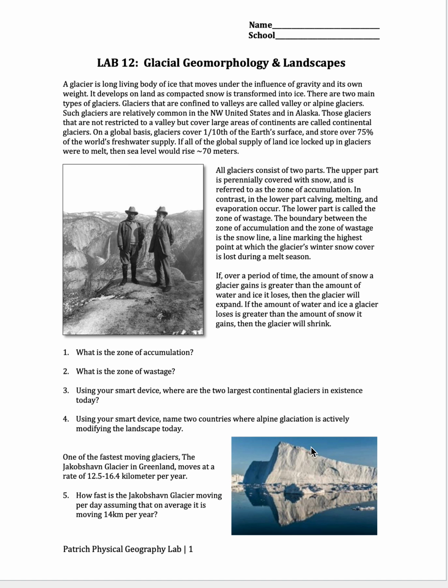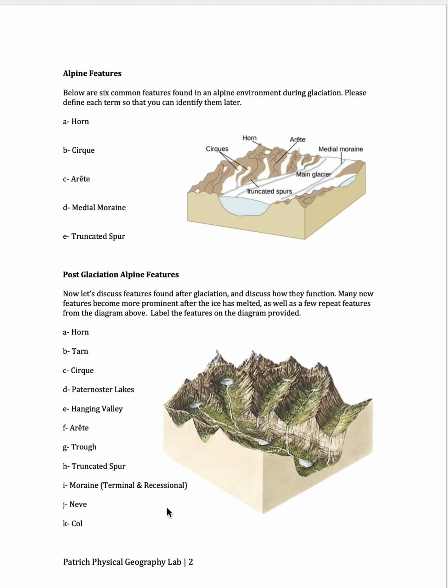Moving down here, we'll learn more about the Jakobshavn Glacier in Greenland. It's the fastest moving glacier in the world, moving somewhere between 12.5 to 16.4 kilometers per day. You will need to calculate what it is on average moving per day in meters, and you'll be quite surprised. So this is really a vocab heavy type activity.